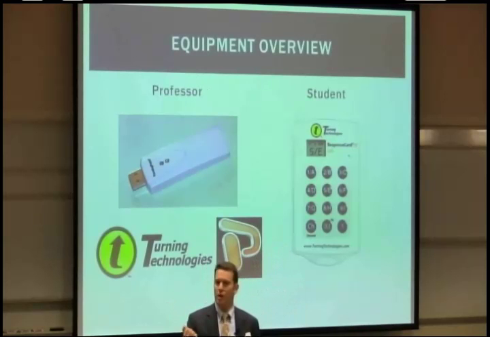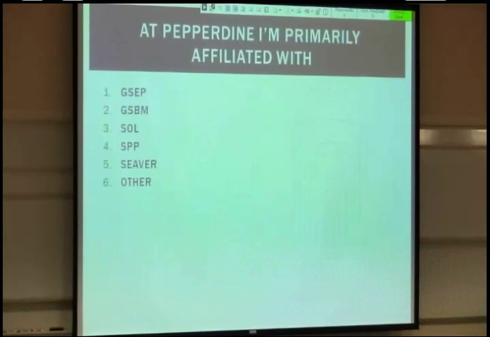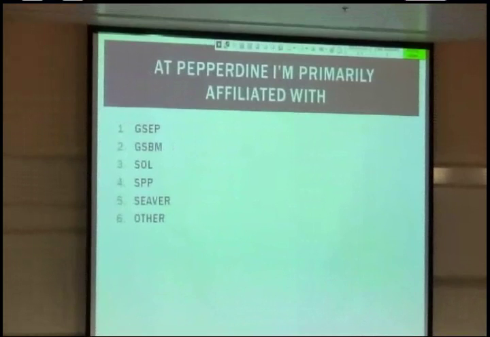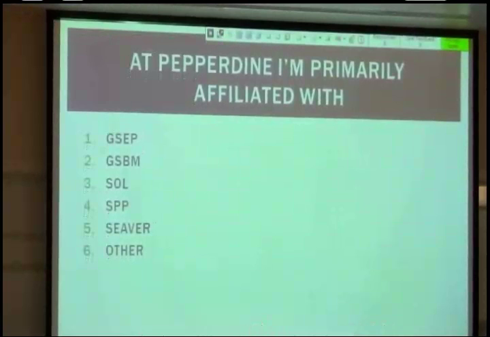All right, so let's try your clickers out. We're gonna jump right into this. This is how easy it is. So here's the question. At Pepperdine, I'm primarily affiliated with, so find who you're primarily affiliated with and hit your button. And you should be 14 of you. I'm already seeing the responses.